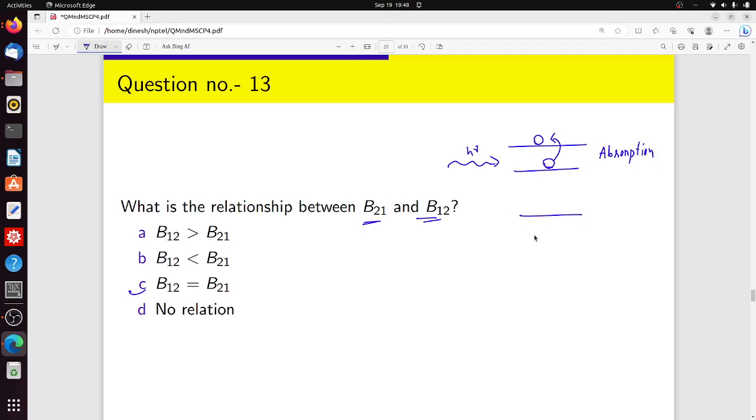In the second case, the particle is in the excited state and one photon, let's say h nu, is coming. It stimulates this particle to go to the ground state, so it will emit h nu. In both cases the energy difference is h nu. So both the coefficients B12 and B21 involve the same energy, so the coefficients should be equal. C is the right answer.